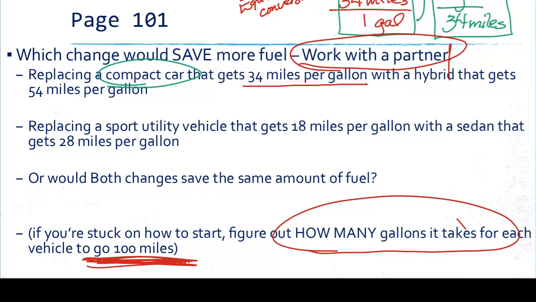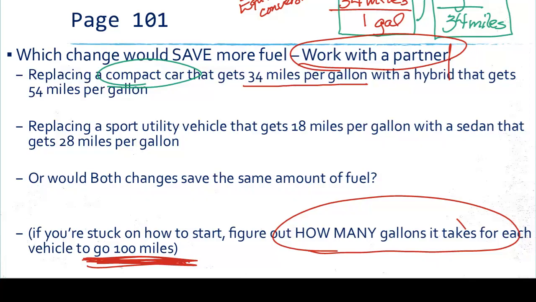Okay, we said that we have 4 different cars with all different kinds of gas mileage. We are trying to see which one is going to be better to switch out. Should we switch out the hybrid for the compact car, or should we switch out our sedan in place of the SUV? It says, if you're stuck on how to start, figure out how many gallons it takes for each vehicle to go 100 miles.